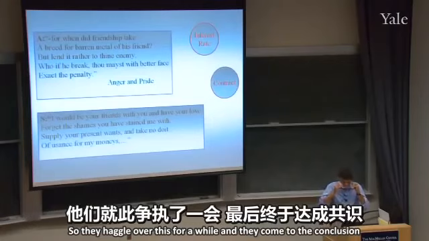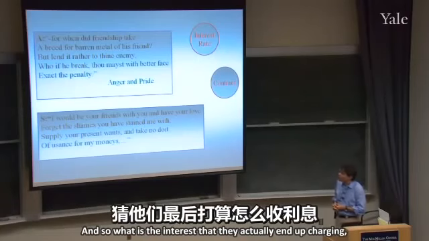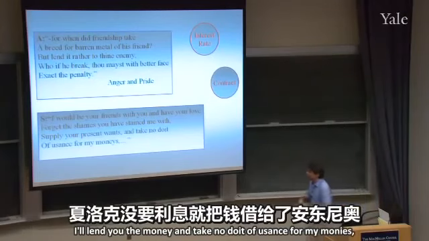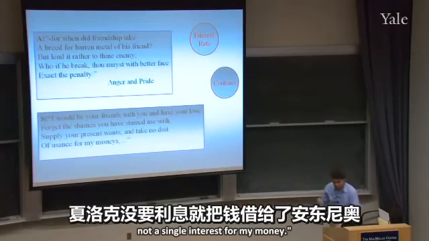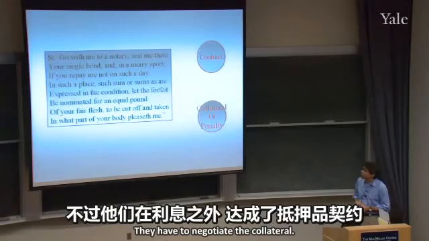So they haggle over this for a while, and they come to the conclusion that he's going to lend the money. And so what is the interest that they actually end up charging, the thing that Harold Bloom couldn't remember? Well, 0. Okay, I'll lend you the money and take no doit of usance for my monies. Not a single interest for my money. But they have to negotiate something else, something besides the rate of interest. They have to negotiate the collateral.